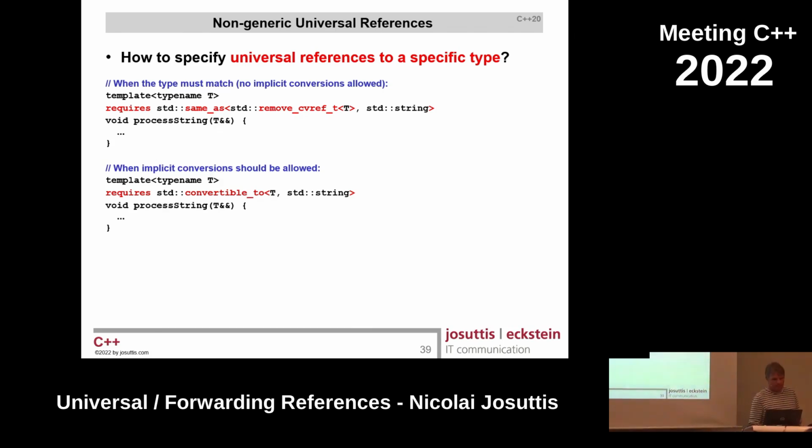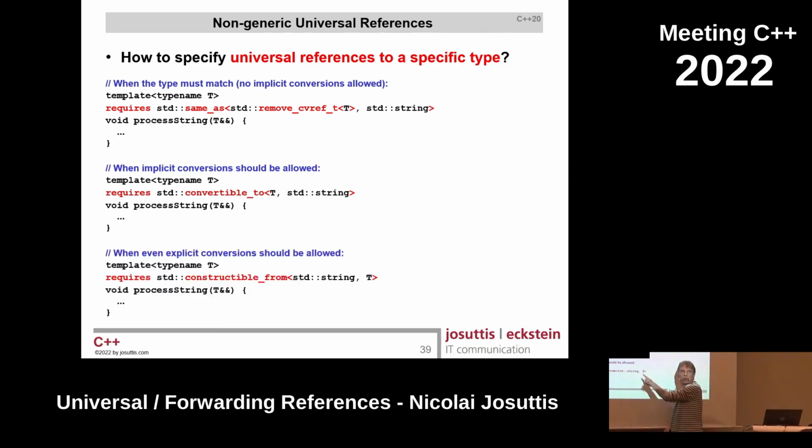This is concepts of C++20. They're looking a little bit like type traits, but type traits with special rules so that you can use them to constrain templates. So here we support implicit conversions. When even explicit conversions should be allowed, you have to use requires constructible_from. Please note, just to confuse the Russians, you have to change the order of the parameters here.